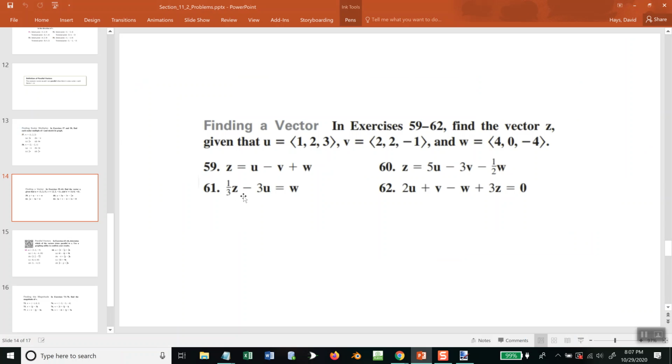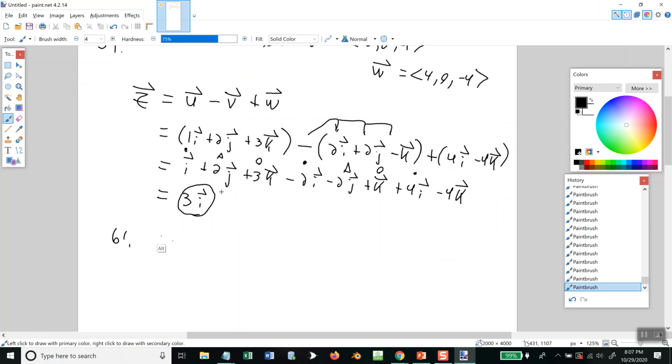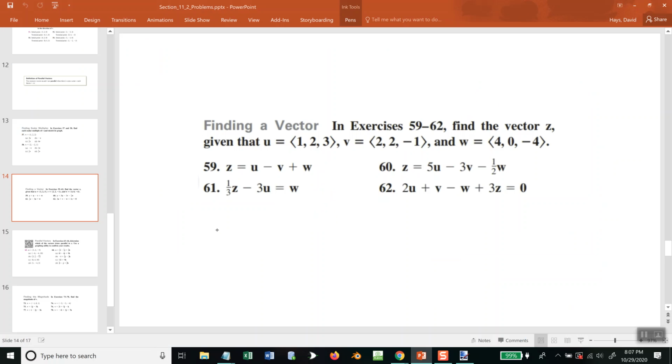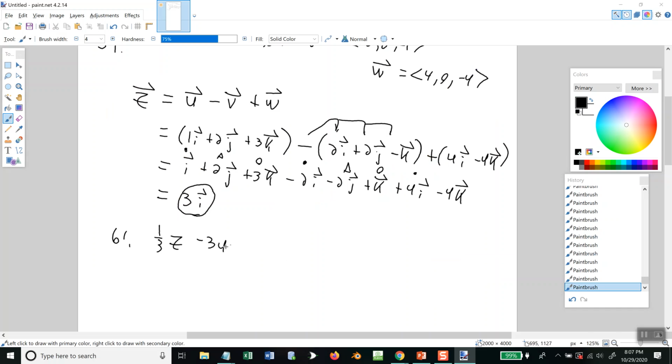Now, I'm going to show you how to do the setup on 61, but I won't actually finish it. The only interesting part is the setup. I want to find a vector z, so I want to solve for z. Well, we got a minus u. Well, I'm getting sloppy about those.